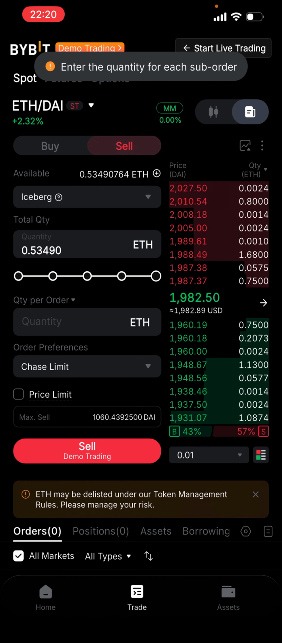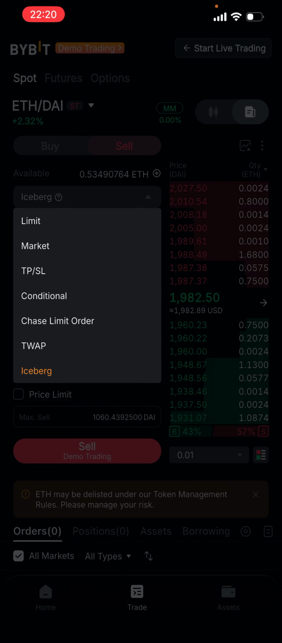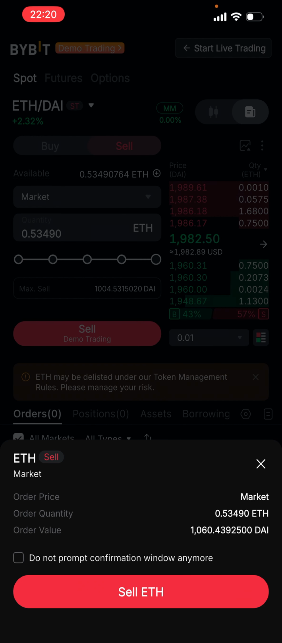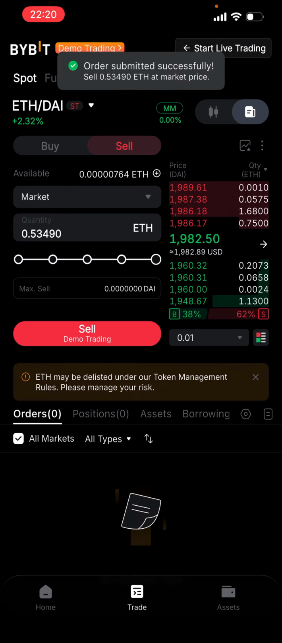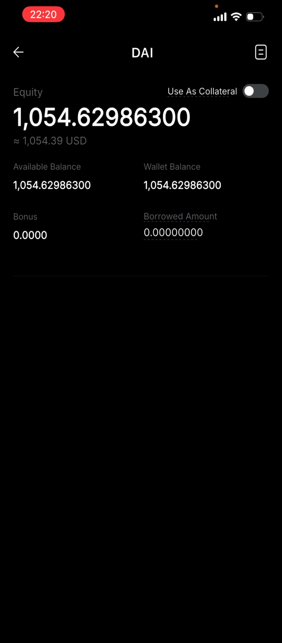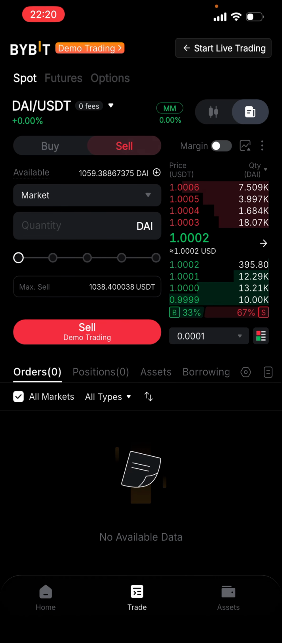So let's see what's happening. There is an issue here. At market price, so that is it, sell. Proceed anyway, proceed. So you have sold back to DAI, so you have now DAI, you convert it to USDT. So sell now again, DAI to USDT, sell.